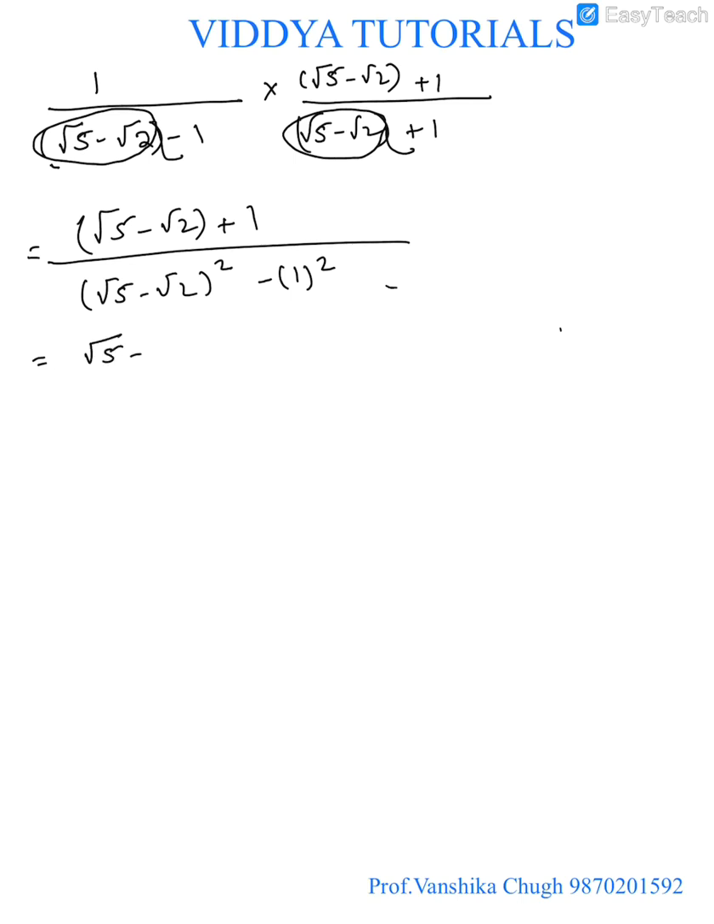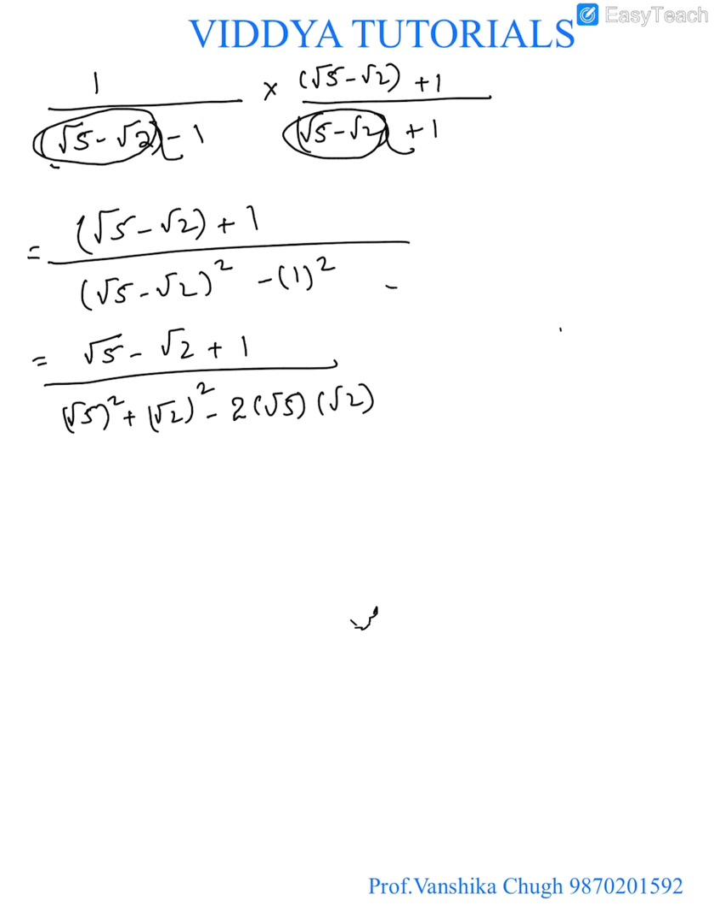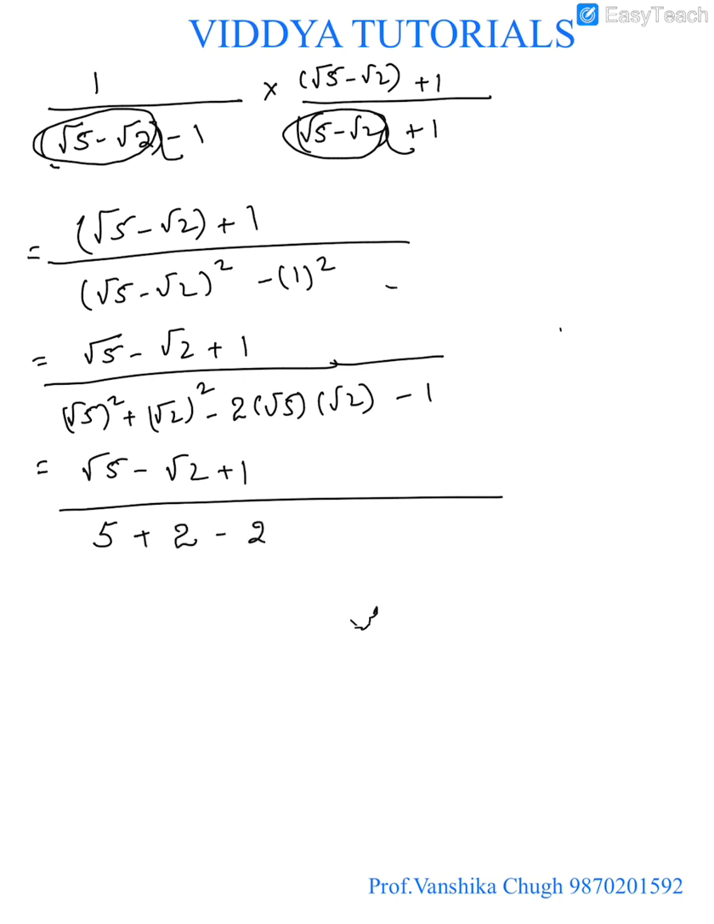On proceeding further, when I have to square this, I will use the formula of a minus b the whole square. So it will become root 5 square plus root 2 square, and now comes my middle term, minus 2 into root 5 into root 2, and then I will write this minus 1 the whole square, which is minus 1 again. Simplifying further, I get the numerator still the same. Here when I do root 5 square, I will get 5, root 2 square is 2, minus 2 root 10. Root 5 into root 2 is root 10.